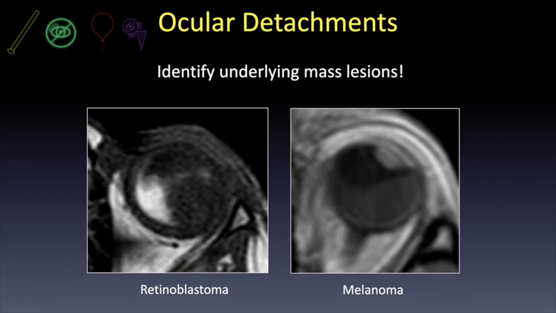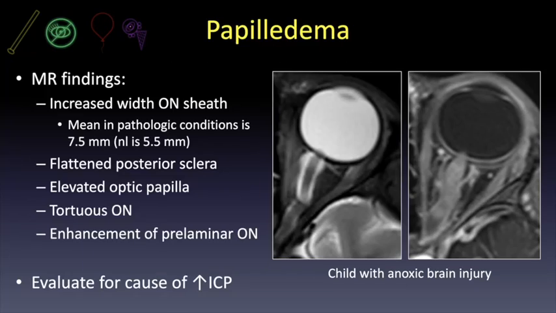One of the most important roles of the radiologist in imaging ocular detachments is to identify underlying conditions, as in these cases of retinoblastoma and melanoma, with associated retinal detachment. Next, we'll discuss imaging of acute painless vision loss due to papilledema. Papilledema is swelling of the optic nerve due to increased intracranial pressure transmitted to the optic nerve sheath along the subarachnoid space. Characteristic MRI findings include increased width of the optic nerve sheath, flattening of the posterior aspect of the globe, and elevation of the optic papilla. The radiologist is often asked to evaluate for causes of increased intracranial pressure.